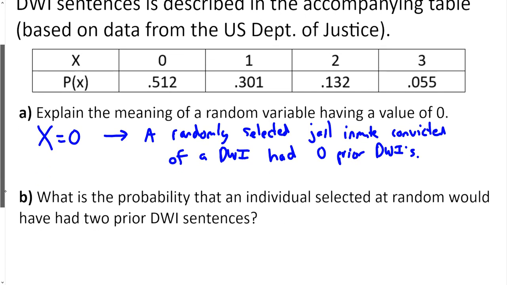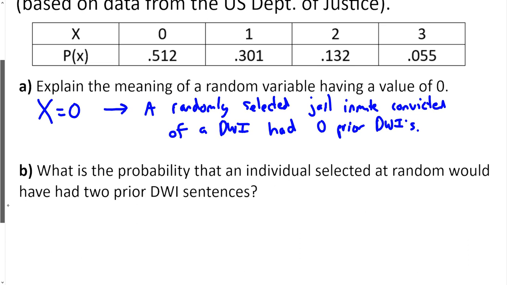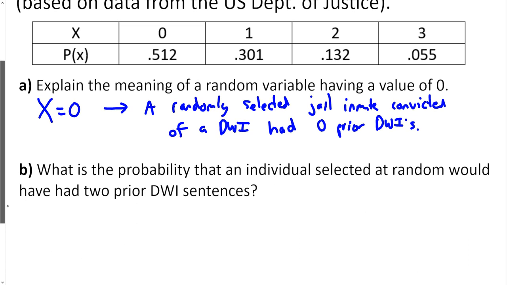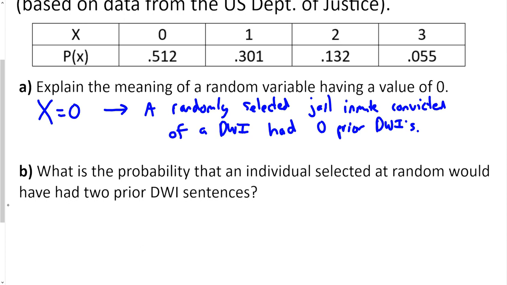So what is the probability that an individual selected at random would have 2 prior DWI sentences? Okay, well, then we're saying with this one, we want to actually state the probability of X is 2. We can go straight to our table and say it's 0.132. Now, on an exam, I would say you should explain that.